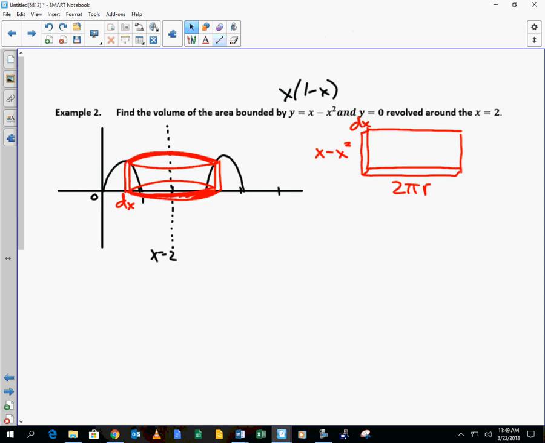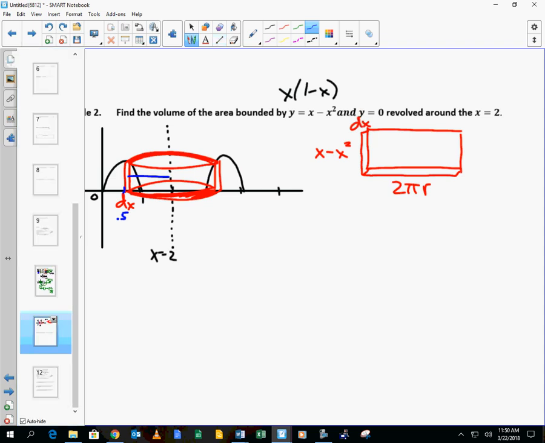Because would you agree that this blue line represents the radius? So suppose that this location there was 0.5. You might choose x to be your radius, but 0.5 is not that radius, is it? What is the radius? 1.5. You took 2 minus x. It's always the right minus the left, or the top minus the bottom.